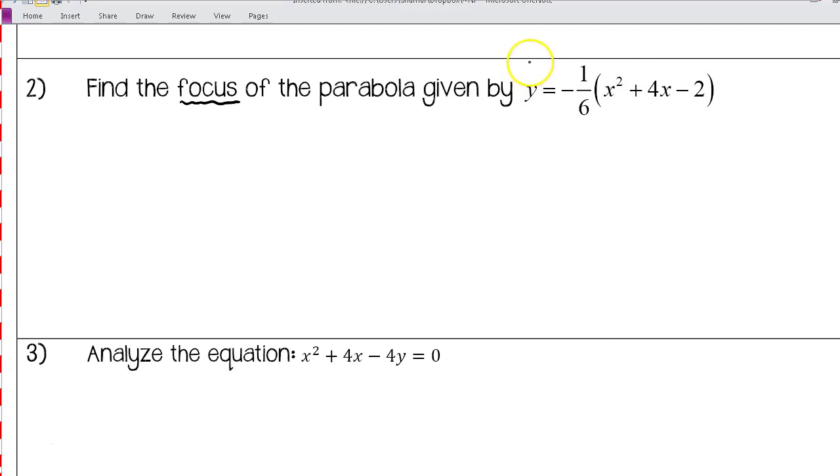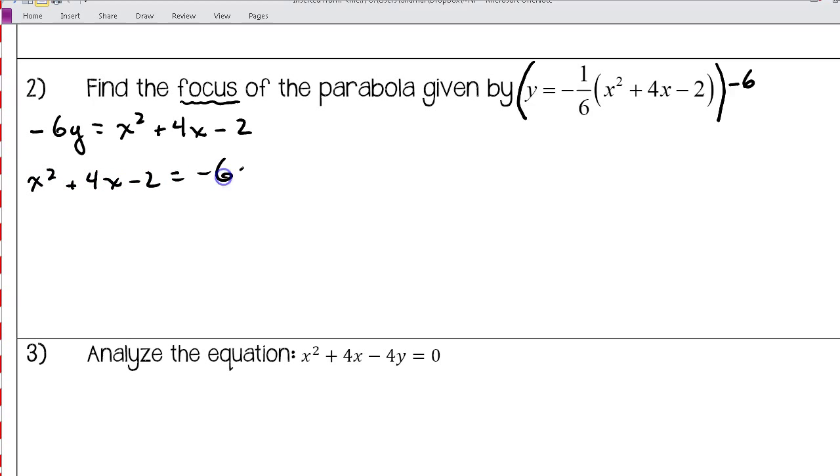So the first thing that I'm going to do here is I want to get rid of that 1/6 on the right side. So I'm going to go ahead and multiply both sides by -6, the reciprocal of -1/6, and that will get rid of that. So I'm going to end up with -6y is equal to x squared plus 4x minus 2. And I'm going to flip everything around. So I've got x squared plus 4x minus 2 equals -6y. I literally just flip the sides. I'm going to move that 2 over to the other side. So I have x squared plus 4x is equal to -6y plus 2.